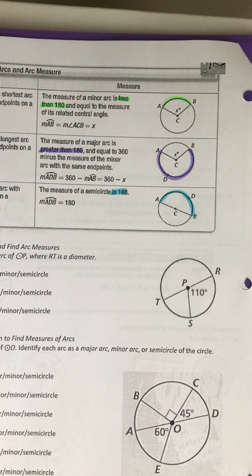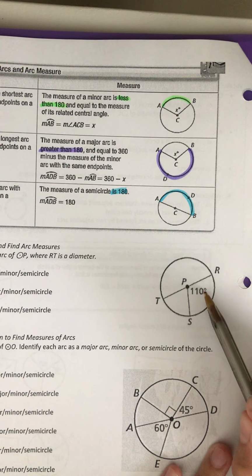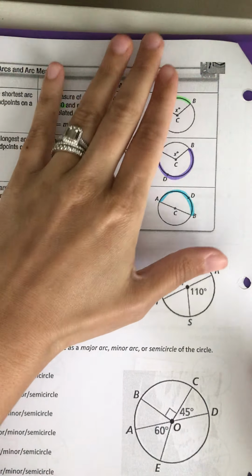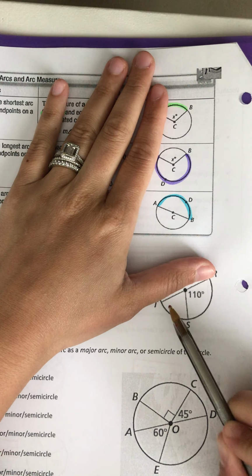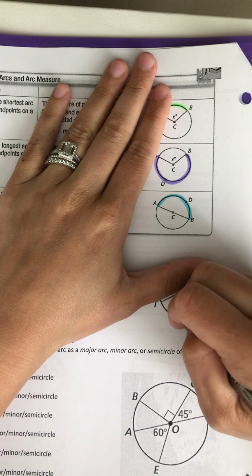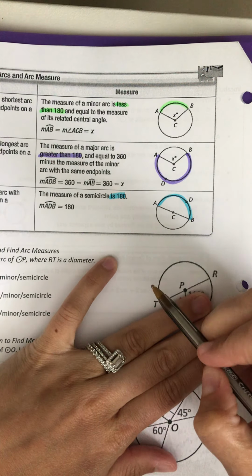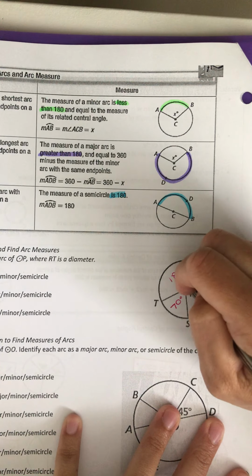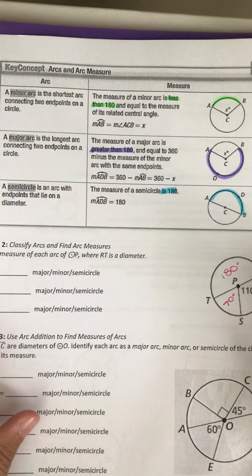So to get into some practice here, we know that this angle is 110 degrees. So in order to find the rest of it, this is a diameter here. So that means this side has to equal 180. So if this is 110, this is going to be 70. And flipping over here, this side has to equal 180 degrees. So now we can start solving these problems.